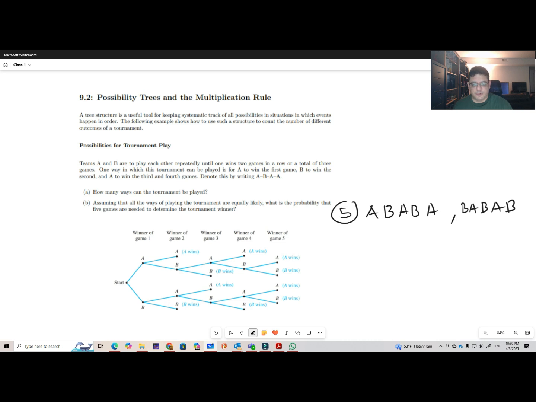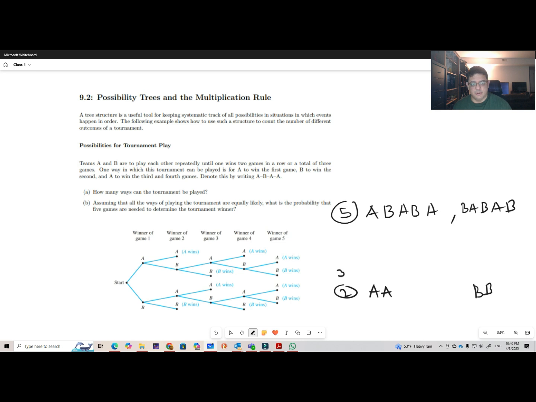One way of keeping track of this is, well, the winner of the first game can be A or B in the tree. Then for the second game, again regardless of the possibility, the winner can be A or it can be B. Let's assume that we go by the top. If A wins again, we're done because we're in the second game. So that's one of the possibilities for 2 games: we have AA or BB.